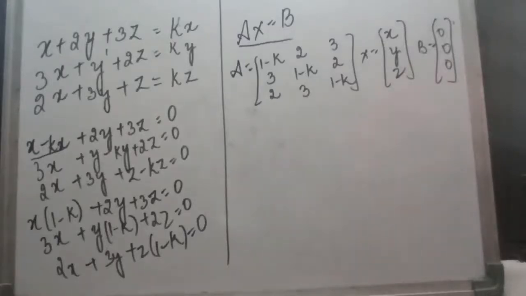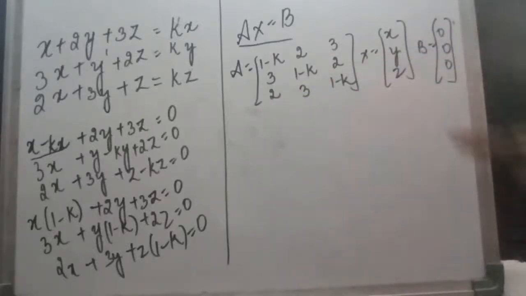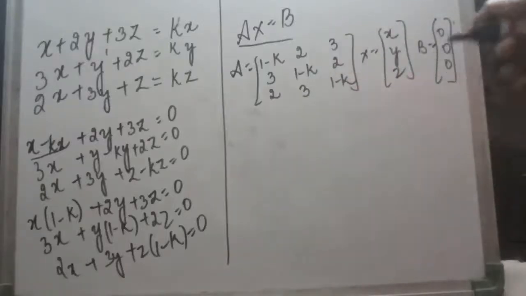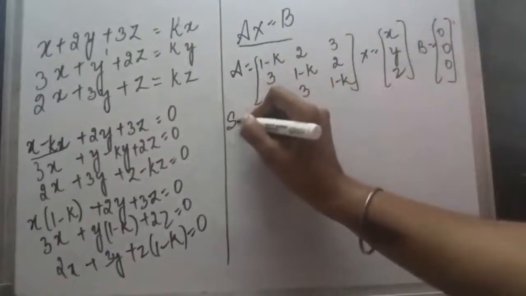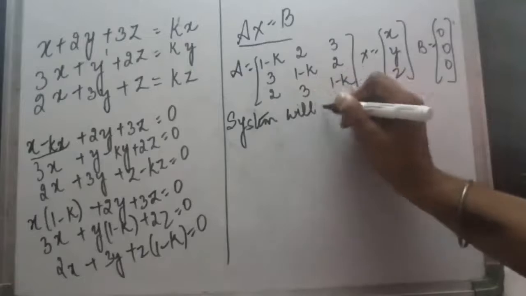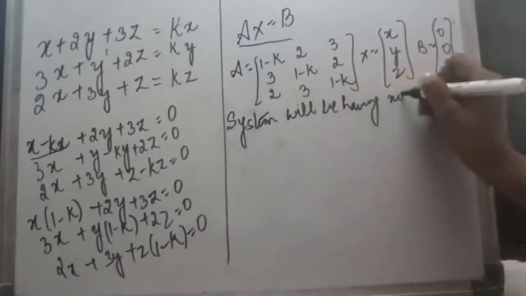So now I have to calculate the value of k from here. While calculating the value of k, I will have to take a certain assumption. If I take the determinant of this, what can the determinant be? I will have to put the determinant equal to something, only then will I be able to solve the question. As A is a 3 by 3 matrix, we will just write down that the system, or you can say the set of equations, will be having a non-trivial solution.